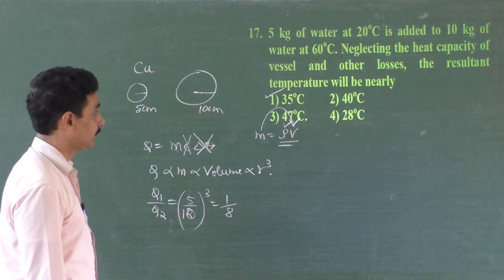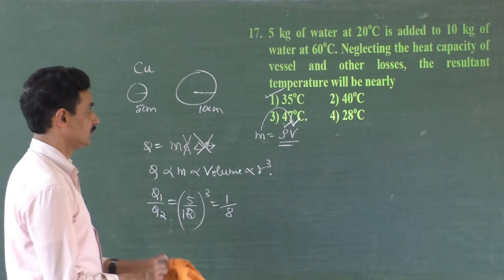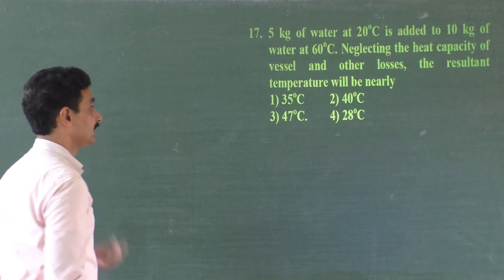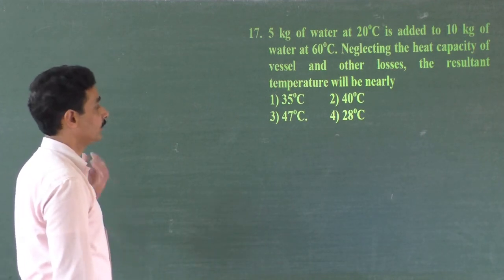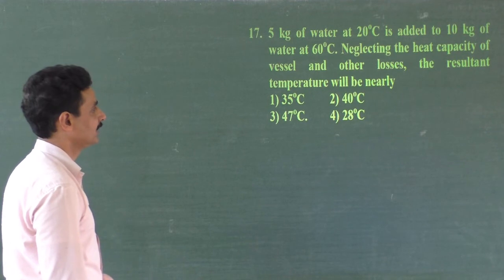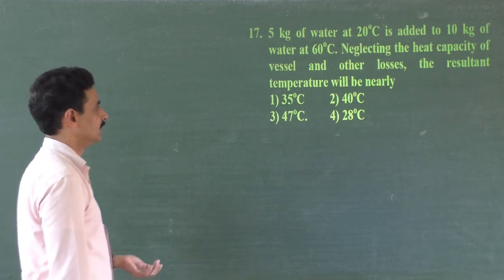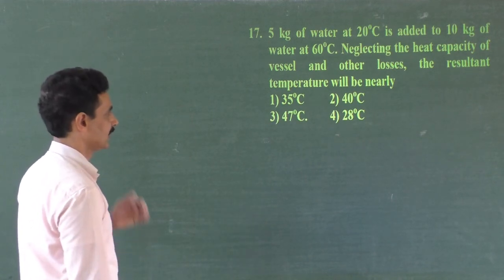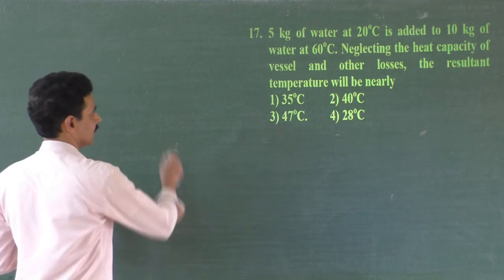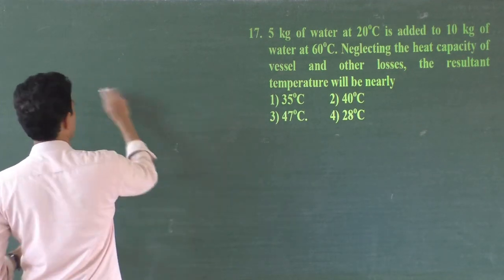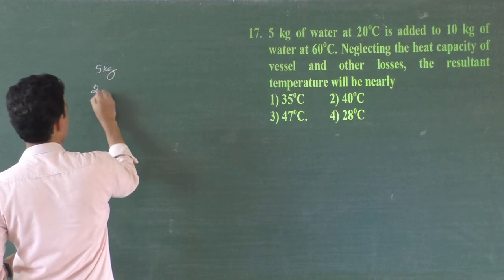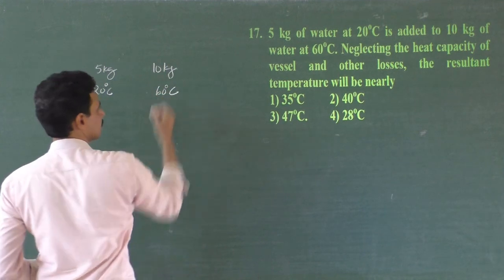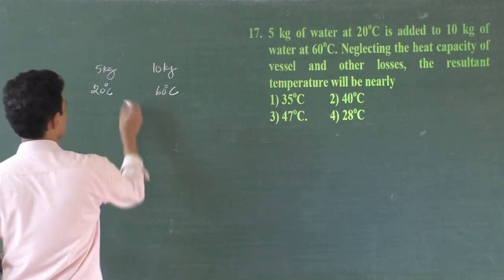Question 17. 5 kg of water at 20 degrees Celsius is added to 10 kg of water at 60 degrees Celsius. Neglecting the heat capacity of the vessel and other losses, the resultant temperature will be. Yeah, that is the same as the previous problem, right? 5 kg water at 20 degrees Celsius and 10 kg water at 60 degrees Celsius.